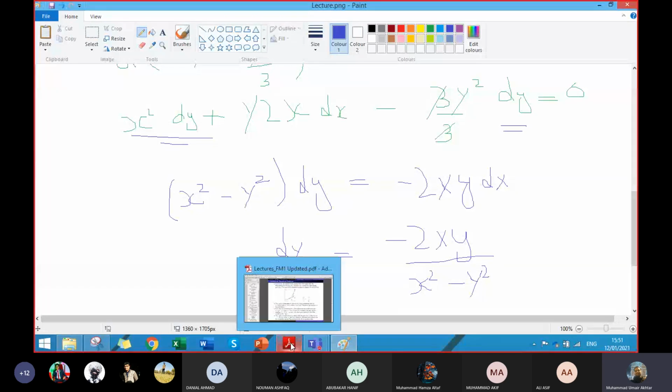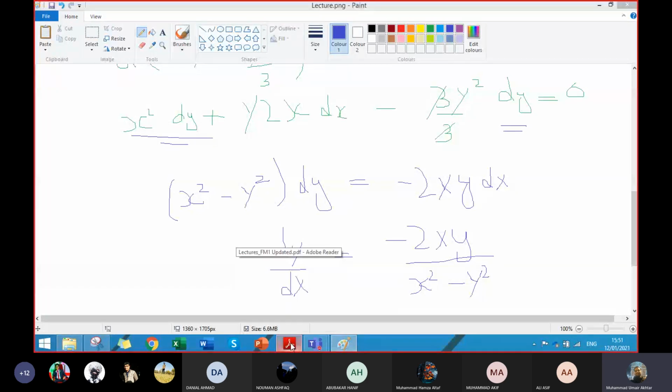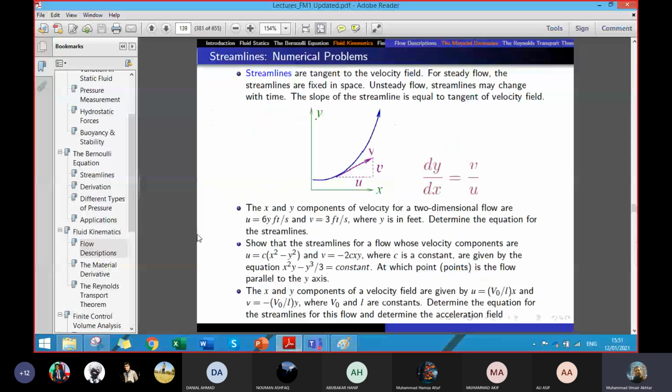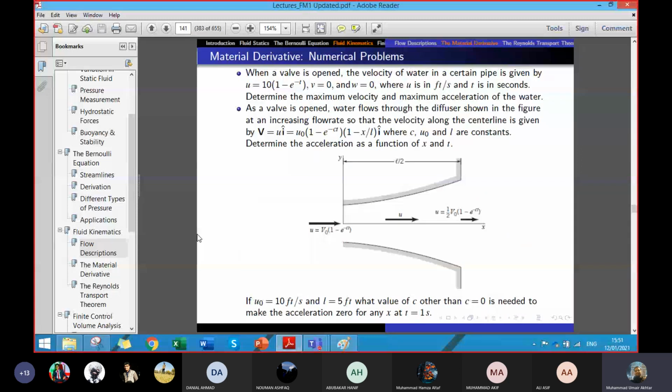Yes, sir. So there are a few more problems on the slides. I have shared them with you. You can solve those problems. If you have any question, you can discuss them in the next lecture as well. So these are another problem and you can solve these. They are not much difficult if you are versed with the concepts of the material derivative. So if you know the material derivative in detail, you can just solve these problems.